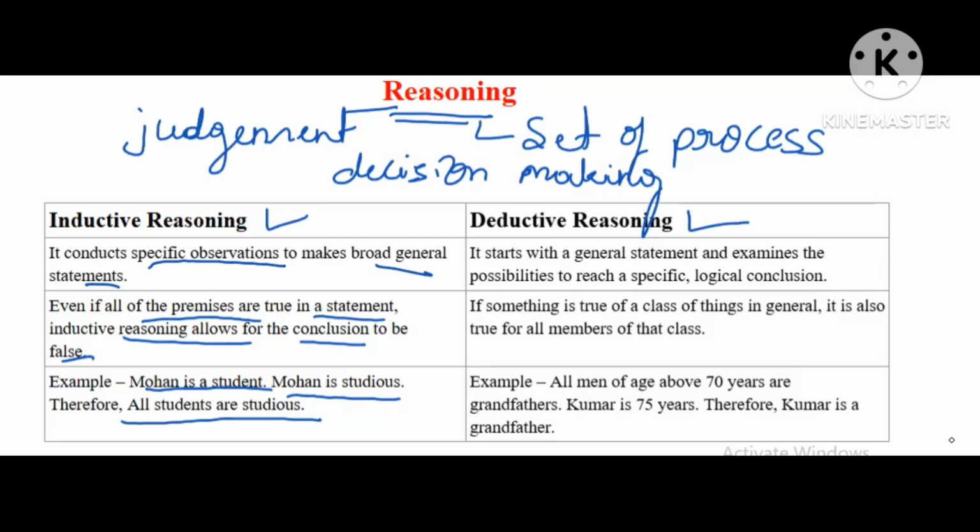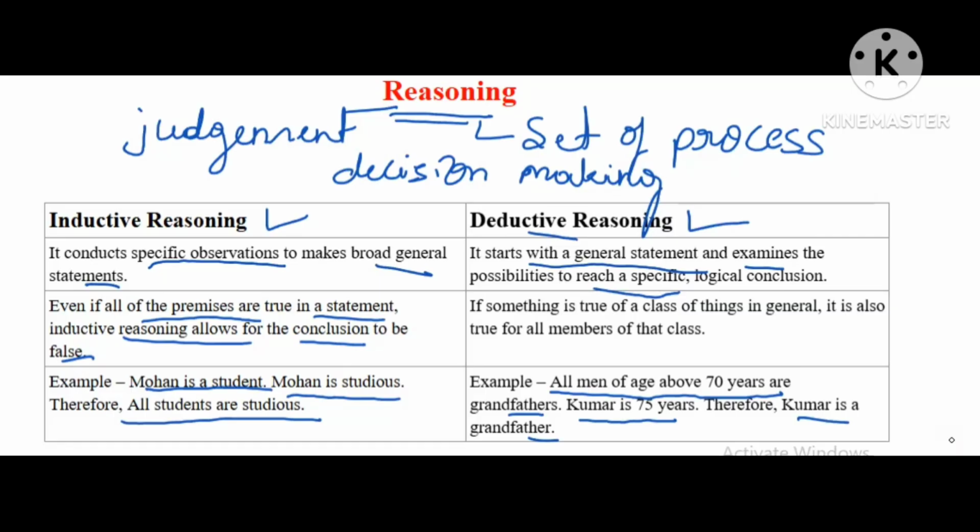Then what is deductive reasoning? Deductive reasoning starts with a general statement and examines the possibility to reach a specific, logical conclusion. For example, all men above 70 years of age are treated as grandfathers. This is the general statement. Suppose Kumar is 75 years old. Then I can conclude that Kumar is a grandfather.